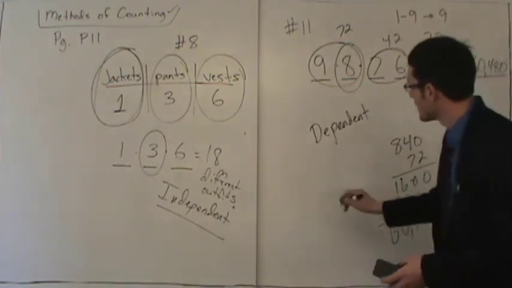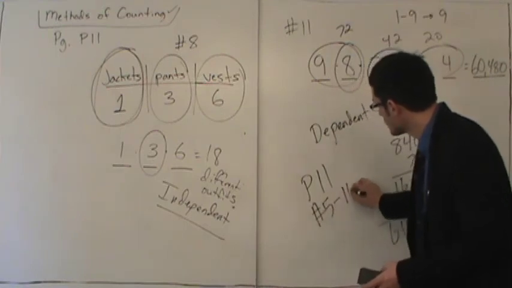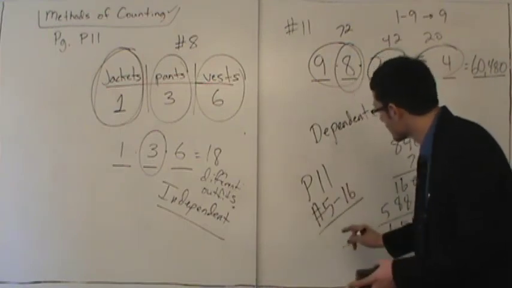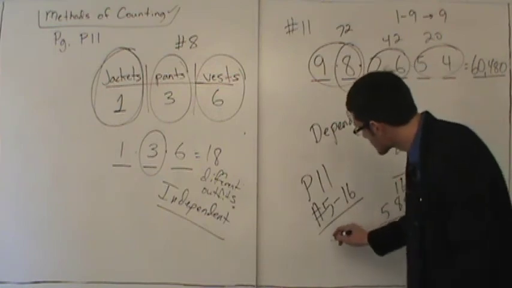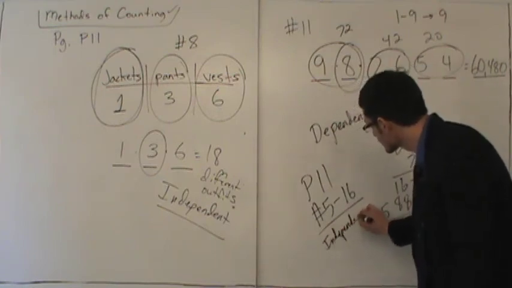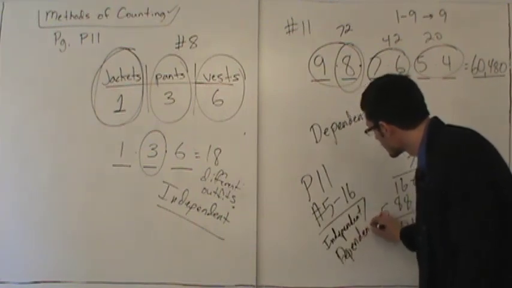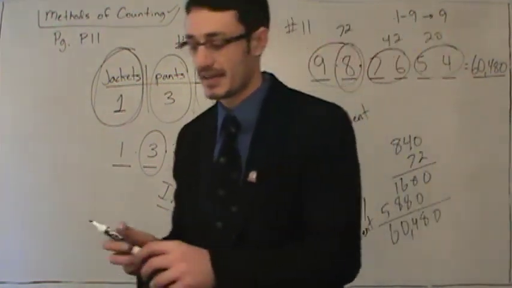So hopefully, again, page P11 tonight, page P11 numbers 5 through 16, you guys can figure out the rest of these. And I want you to not only calculate, but also tell me whether this is independent or dependent. So calculate the outcome and then write whether this is an independent or dependent case. All right, great.